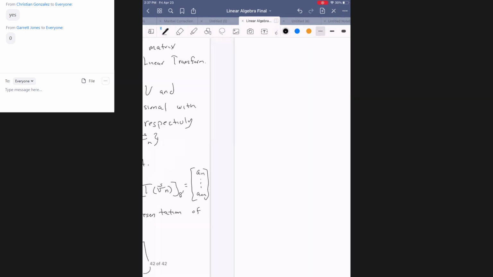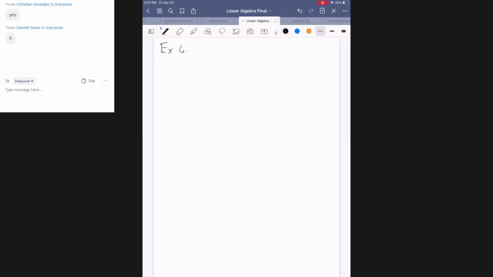So here, example 6.3. Find the matrix representation of, let's say, the linear transformation from P2 to P1, the space of polynomials of at most degree 2 to P1. So remember this, what does this do? You just take a polynomial p(x) of degree 2 and it spits out the derivative of it. That's all it does.